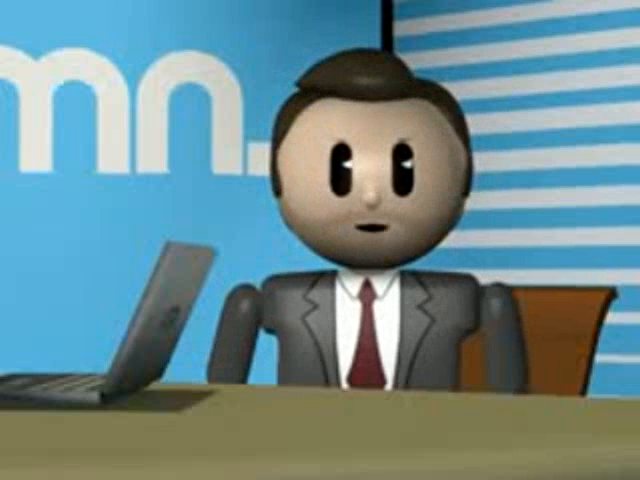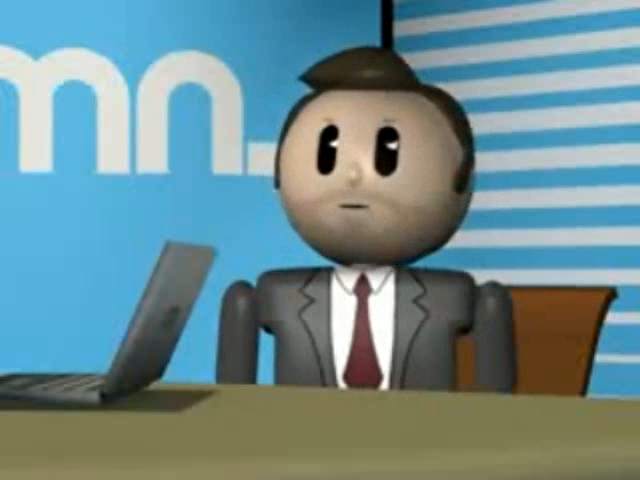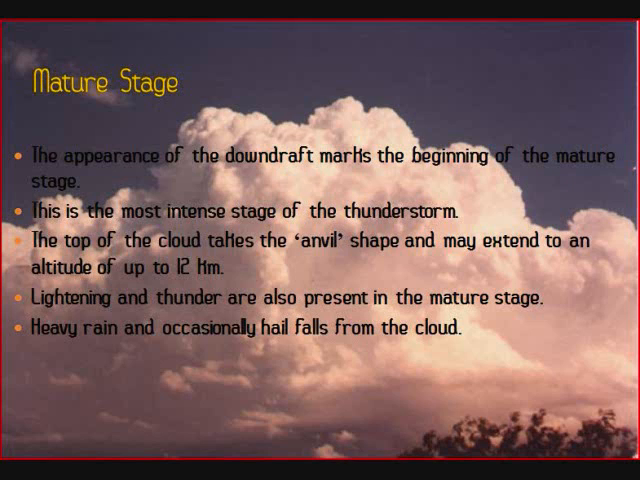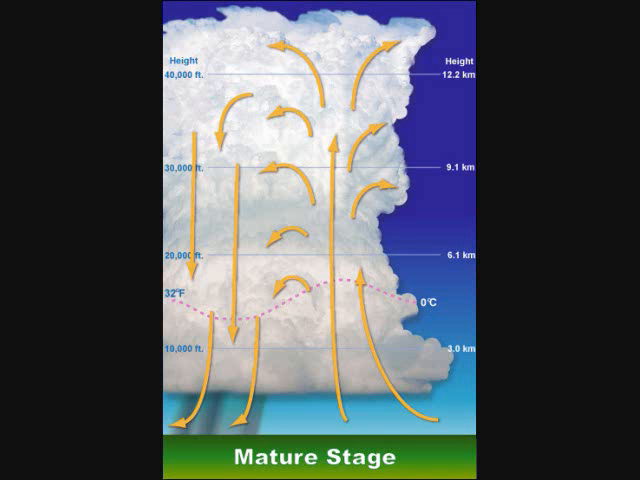The second stage is called the mature stage. This is the most intense stage of the thunderstorm. Lightning and thunder are also present in the mature stage. Heavy rain and occasionally hail falls from the cloud.